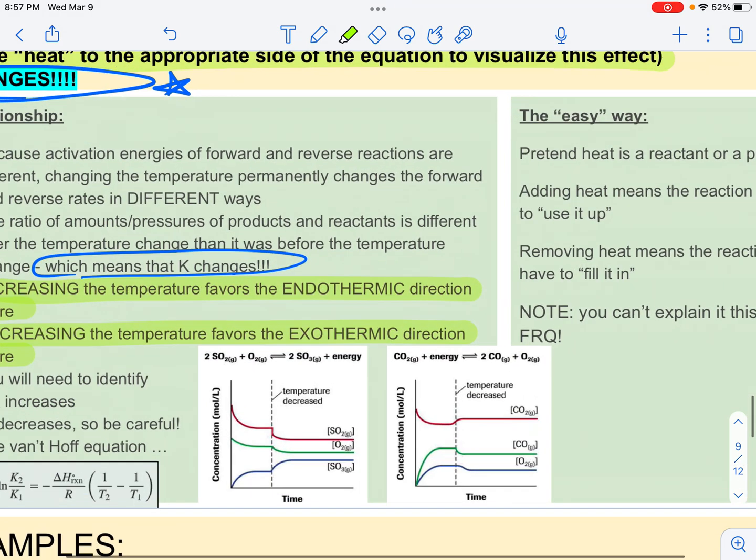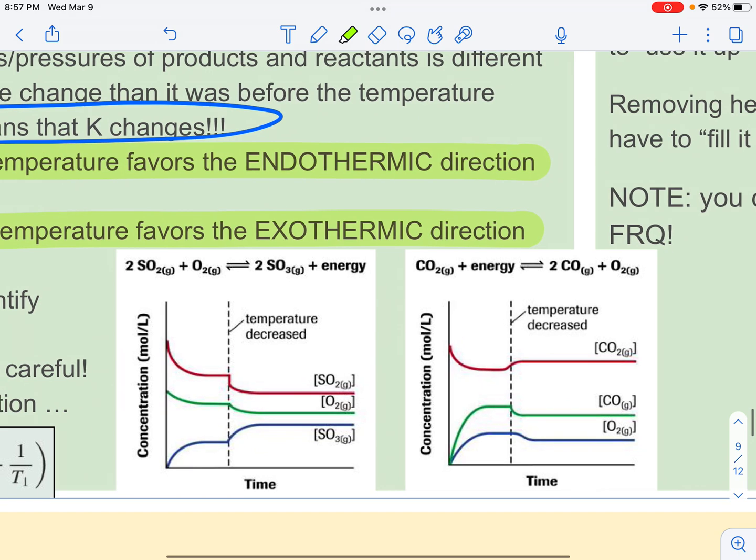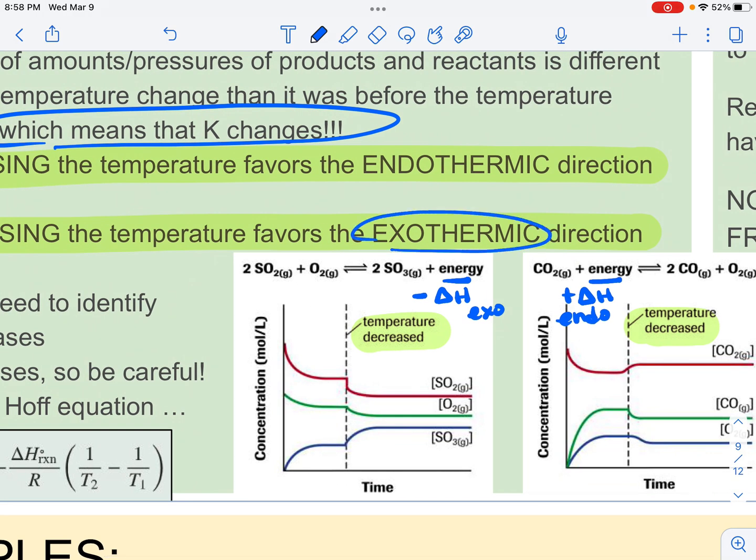So you see what happens here, and in order to identify if K is increasing or decreasing, you have to decide who's going to be favored. Notice that both of these graphs show a temperature decrease. In this one, the energy is on the right, it's a product, so this reaction is written as a negative delta H, or an exothermic reaction. In this one, the energy is on the left, so it's a reactant, a positive delta H, or an endothermic reaction. If the temperature is decreased, this favors the exothermic direction.